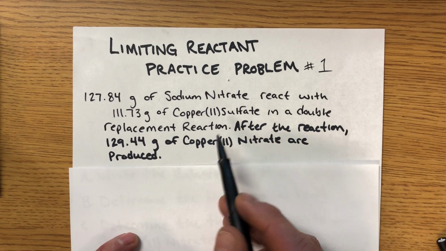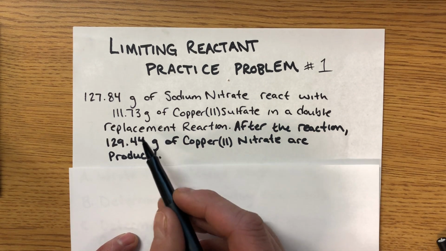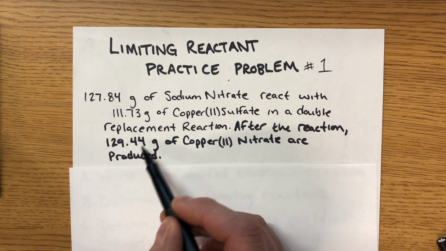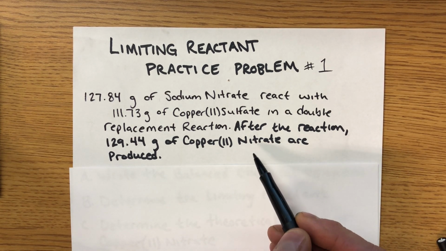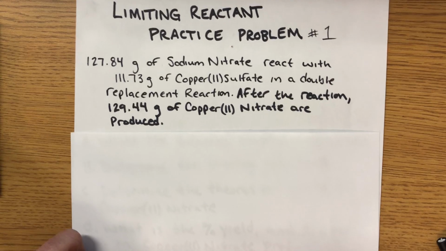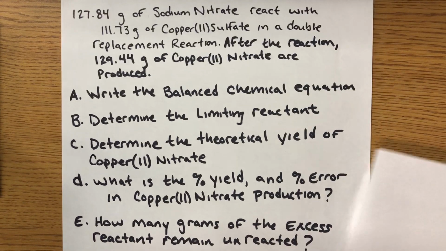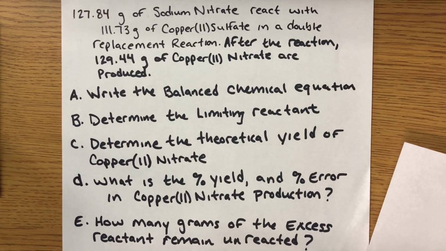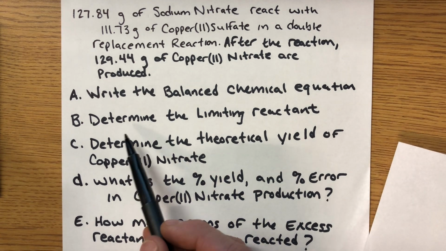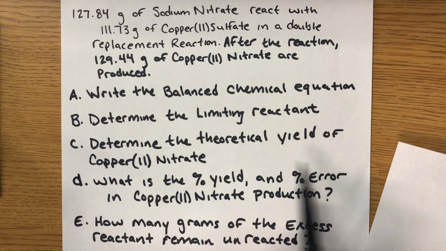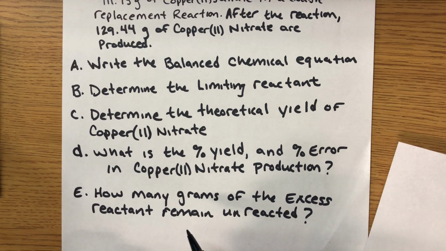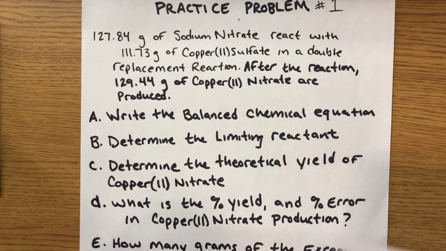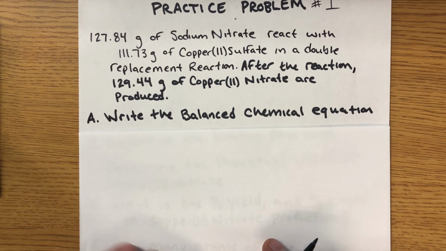So we're going to pretend that this actually happened in a lab setting, and we actually produced 129.44 grams of this particular product, copper 2 nitrate. Okay, so the question is this, which is actually a 5-part question, and that's pretty normal for something like this. You're going to write the equation, determine the limiting reactant, find the theoretical yield, and then the percent yield, percent error, and then determine how much of the excess reactant is left over. So let's just start with A, writing the balanced chemical equation.